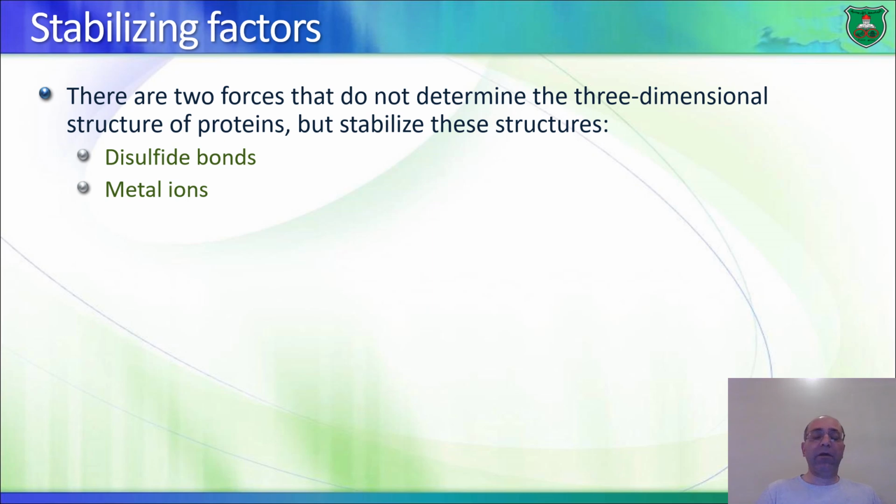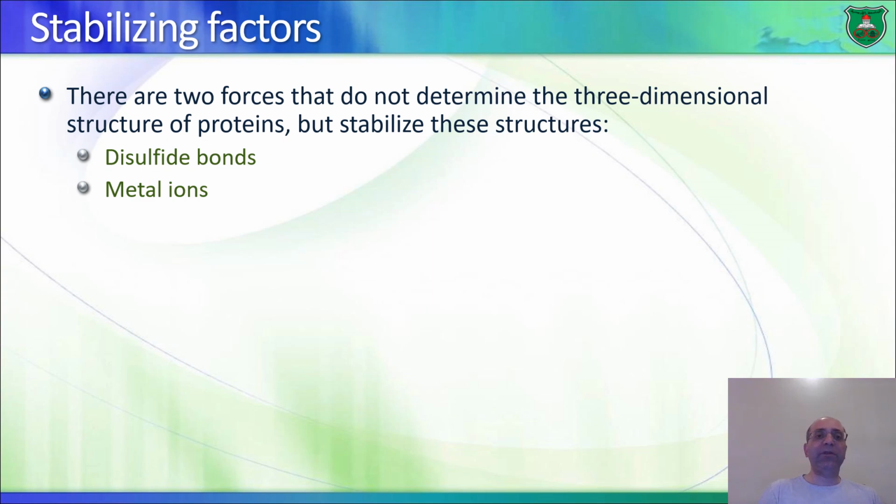Now, there are stabilizing forces, and one of these forces is disulfide bonds, and another is the presence of a metal ion as part of a protein, that is a holo protein, right? So we have holo protein, apo protein. When you have a non-protein molecule that is part of a protein, we call this protein a holo protein. Without this non-protein group, we call it an apo protein.